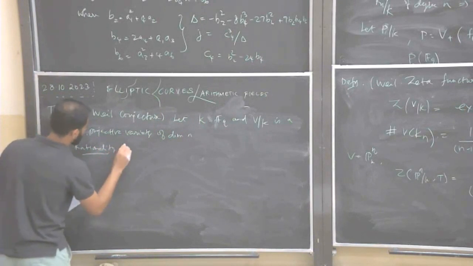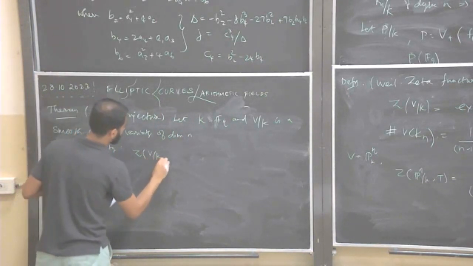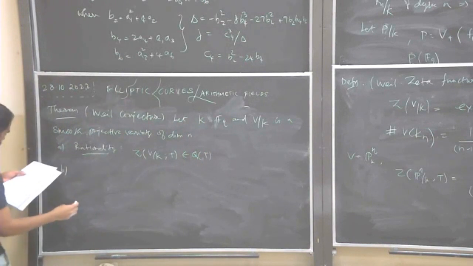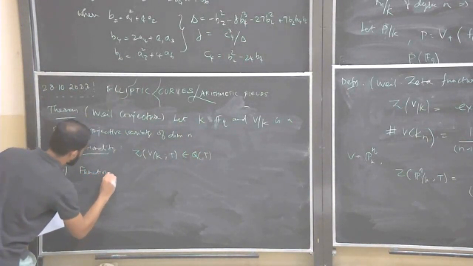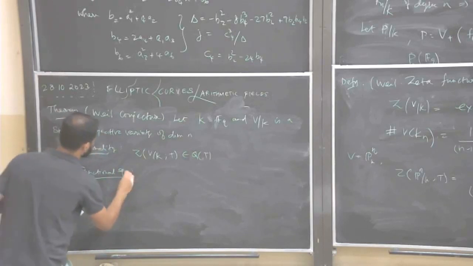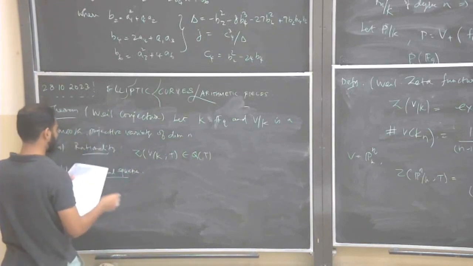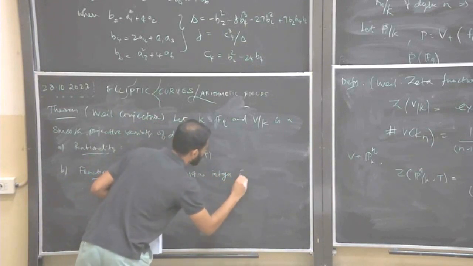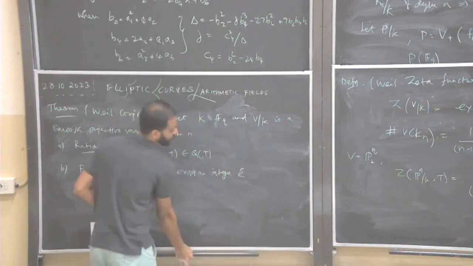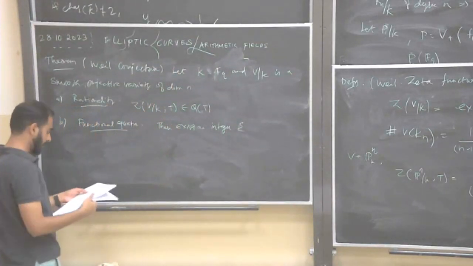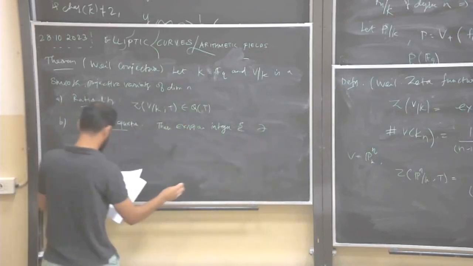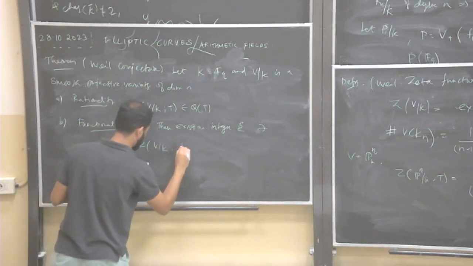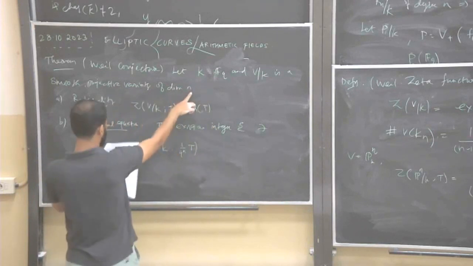The first is rationality: the zeta function of this variety is actually a rational function. And then we have this functional equation, which says that there exists an integer, associated with the Euler characteristic of the projective variety, such that this equation holds, where n is the dimension.